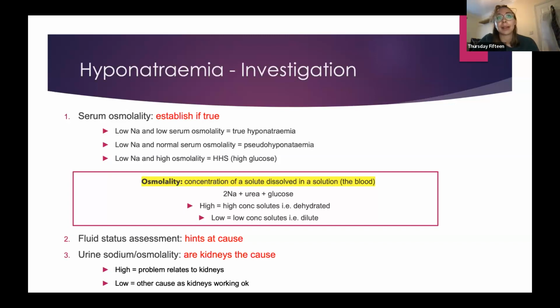I hope that makes some sort of sense. Let me know if you want me to go over it again. But essentially the 3 steps of investigating the cause of hyponatremia are to check the serum osmolality, establish if it's true, check the fluid status, guess at what the cause is, and check the urine sodium and osmolality. So are the kidneys the cause of the hyponatremia? Can I explain the HHS thing again?